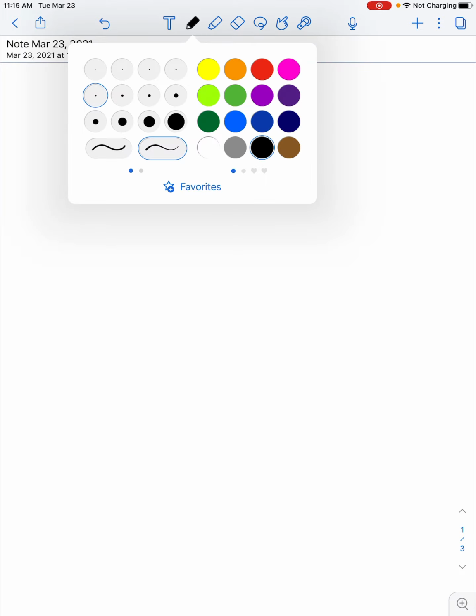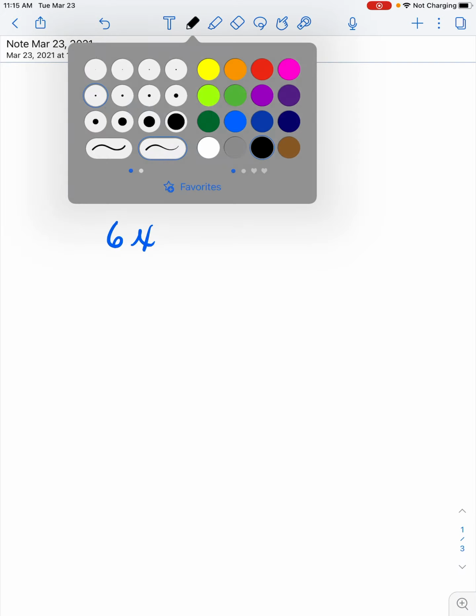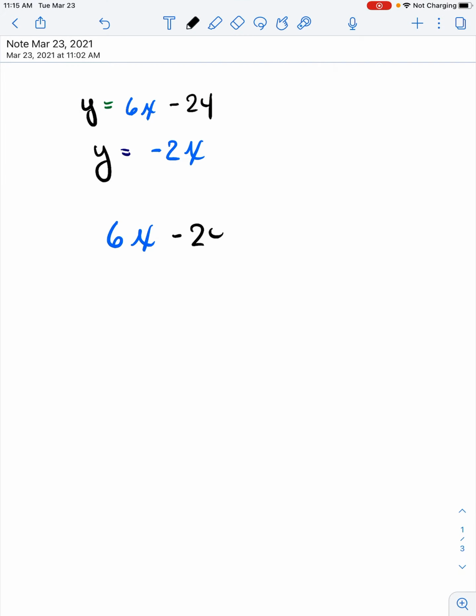So what I'm going to do is I'm going to say that 6x minus 24 has to be equal to negative 2x because they're both equal to y. Okay, so now what am I going to do here?